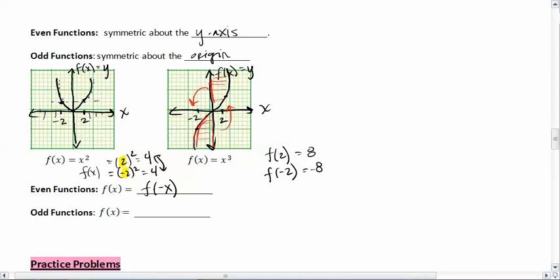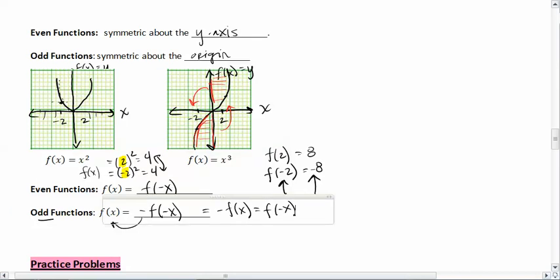So we can write this algebraically. F of x for an odd function is equal to negative f of negative x. So when we plug in a negative value for that x, we get a negative value for that f of x. You can move this negative to either side. This is the same as negative f of x is equal to f of negative x. Just multiplied both sides by negative 1. These are equivalent. That's it.